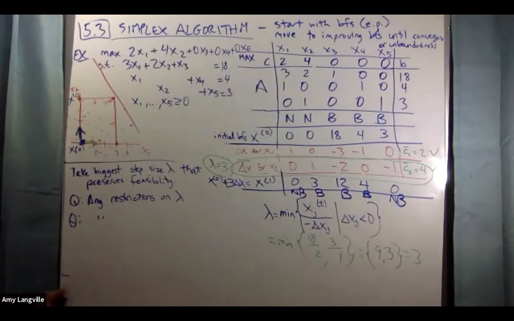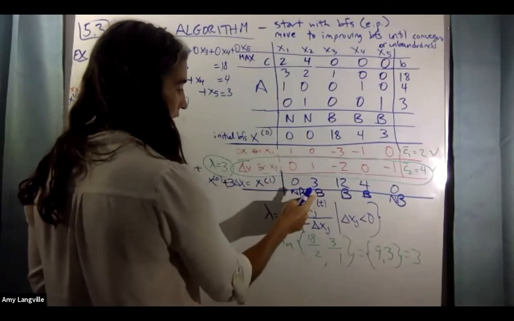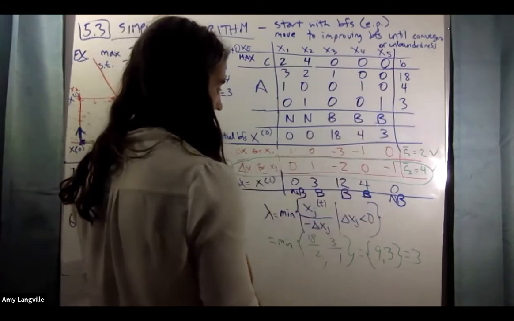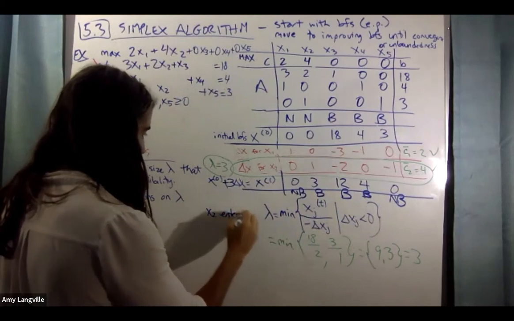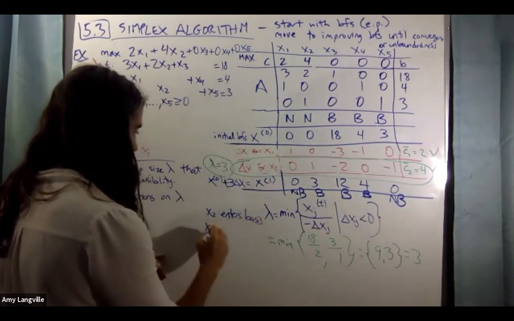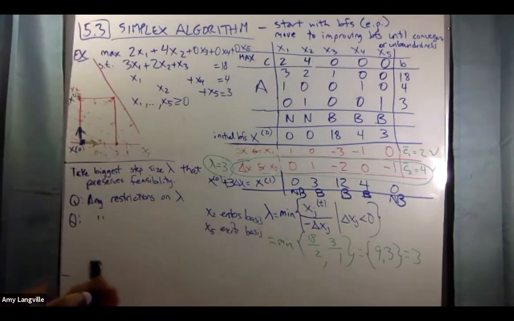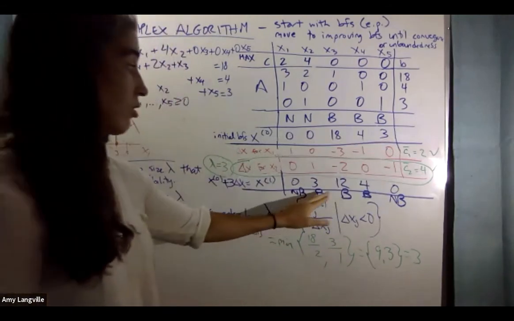And just to use the language, you'll see this a lot: we say that variable x2 enters the basis. x2 was non-basic and then it entered the basis. And we say that x5 left the basis. So x2 enters the basis and x5 exits the basis. Our basic set started out as x3, x4, and x5, and it became x2, x3, x4.